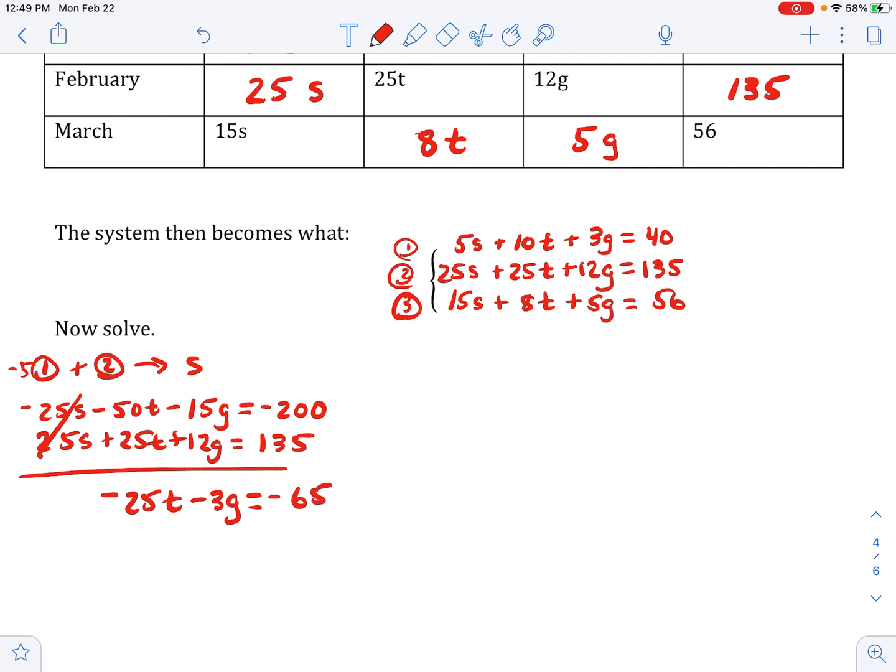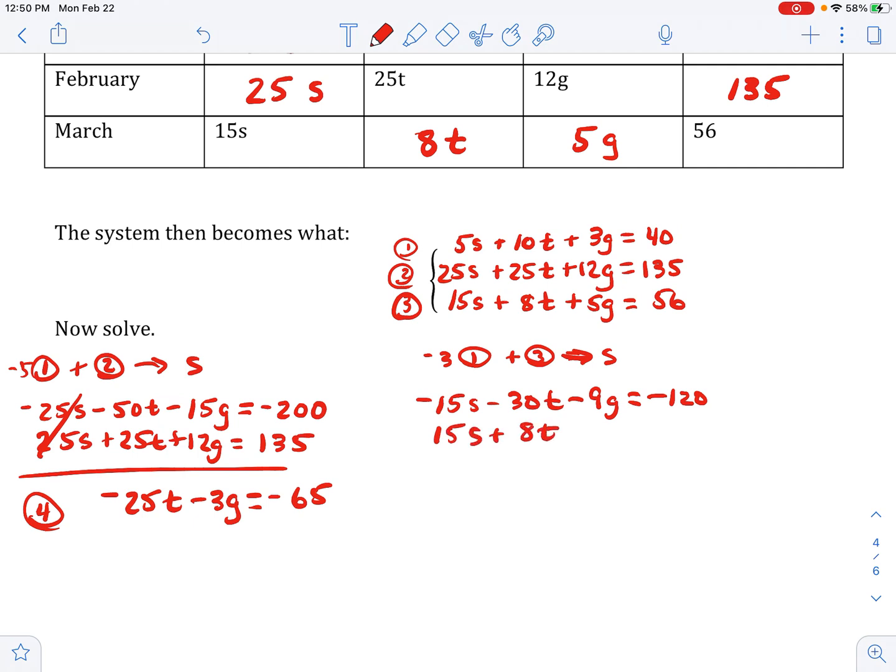And I'm going to do the same thing. Maybe I'm going to do it with 1 and 3. So if I choose 1 and 3 and eliminate the S's, I'm going to multiply equation 1 by negative 3. Okay. So this becomes negative 15S minus 30T minus 9G equals negative 120. Again, I just multiplied everything in equation 1 by negative 3. And equation 3 gets to stay the same.